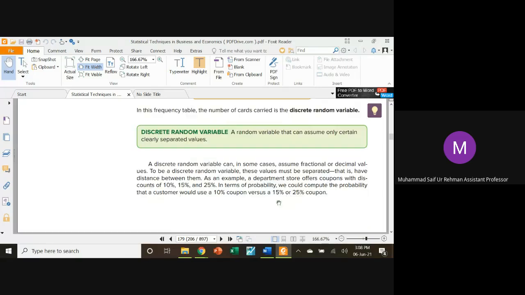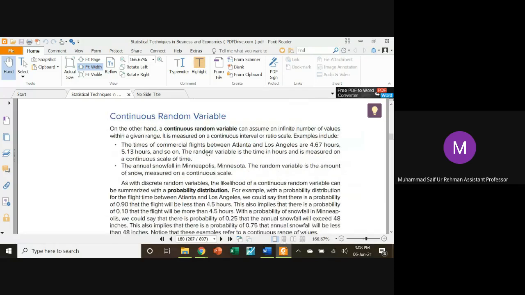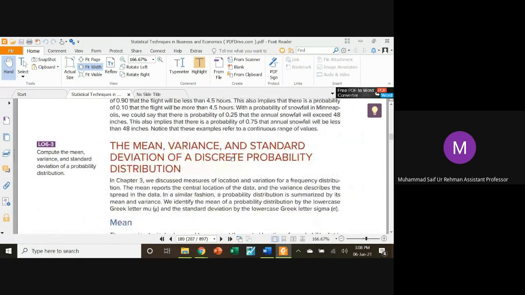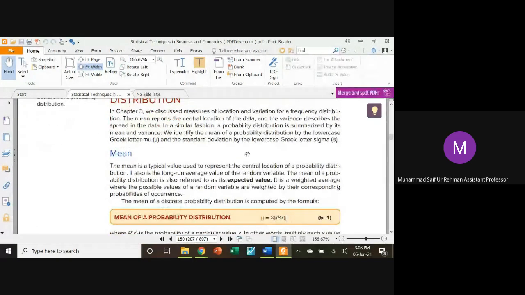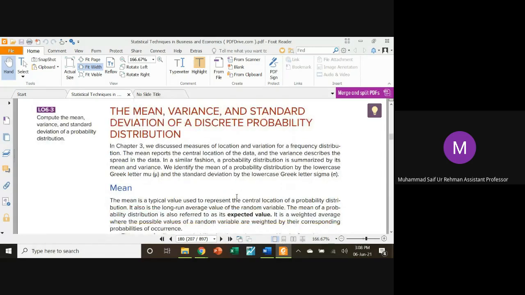Okay. So let us see some examples for this. So this is a continuous random variable, you can see it. And then mean, variance, and standard deviation of the discrete probability distribution. This is another concept, how can we find out the mean and the variance in this case when we are talking about probability distribution.